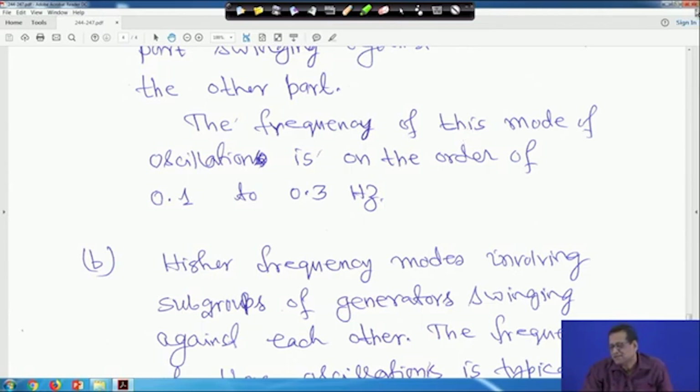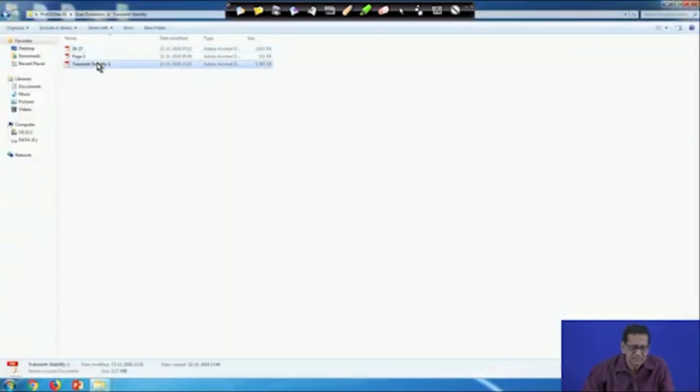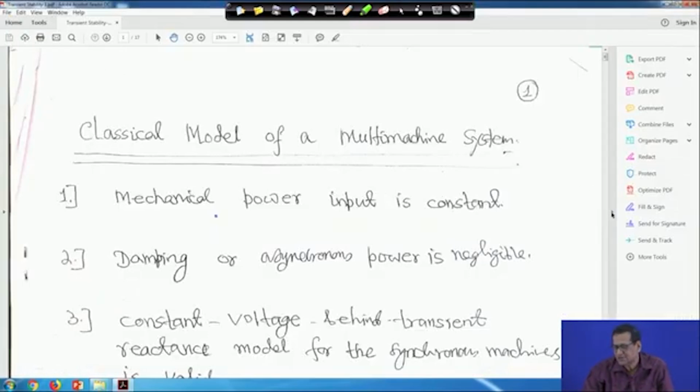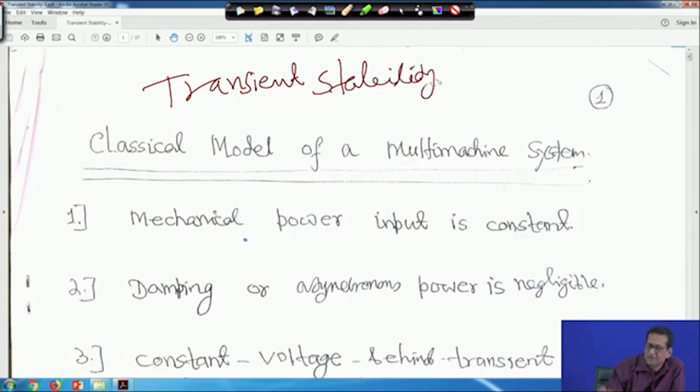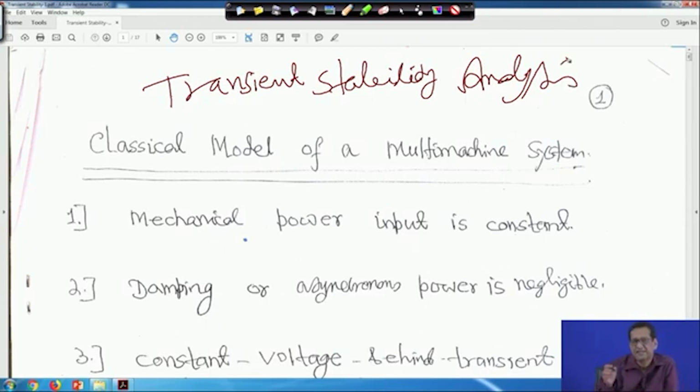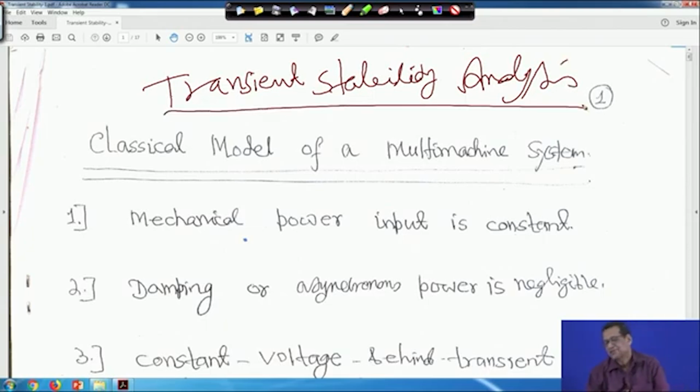Next, we will move to the transient stability analysis, particularly for multi machine systems. Next one will be transient stability analysis for multi machine system. Here I forgot to write that headline: transient stability analysis. Basically, in the power system analysis course, we have seen the single machine infinite bus. Here we will see the multi machine system.